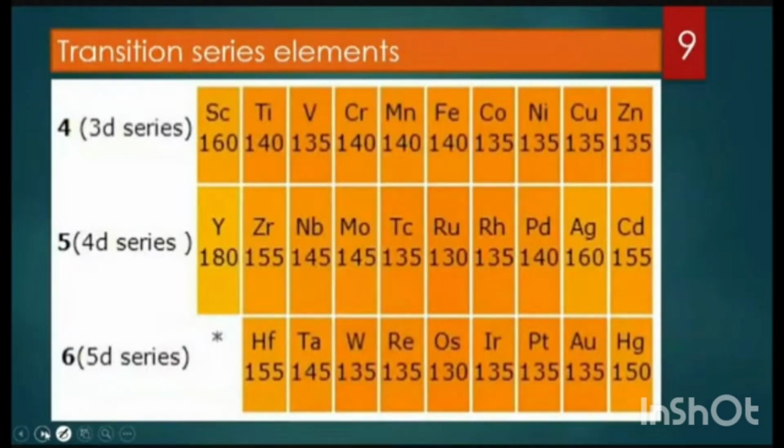So here in this slide you can make out the first transition series, that is also called the 3d series. It includes the elements from scandium to zinc. Similarly, the 4d transition series, which is the second transition series of elements, ranges from yttrium to cadmium. And then the third transition series, which is known as the 5d transition series, includes the elements from hafnium to mercury.